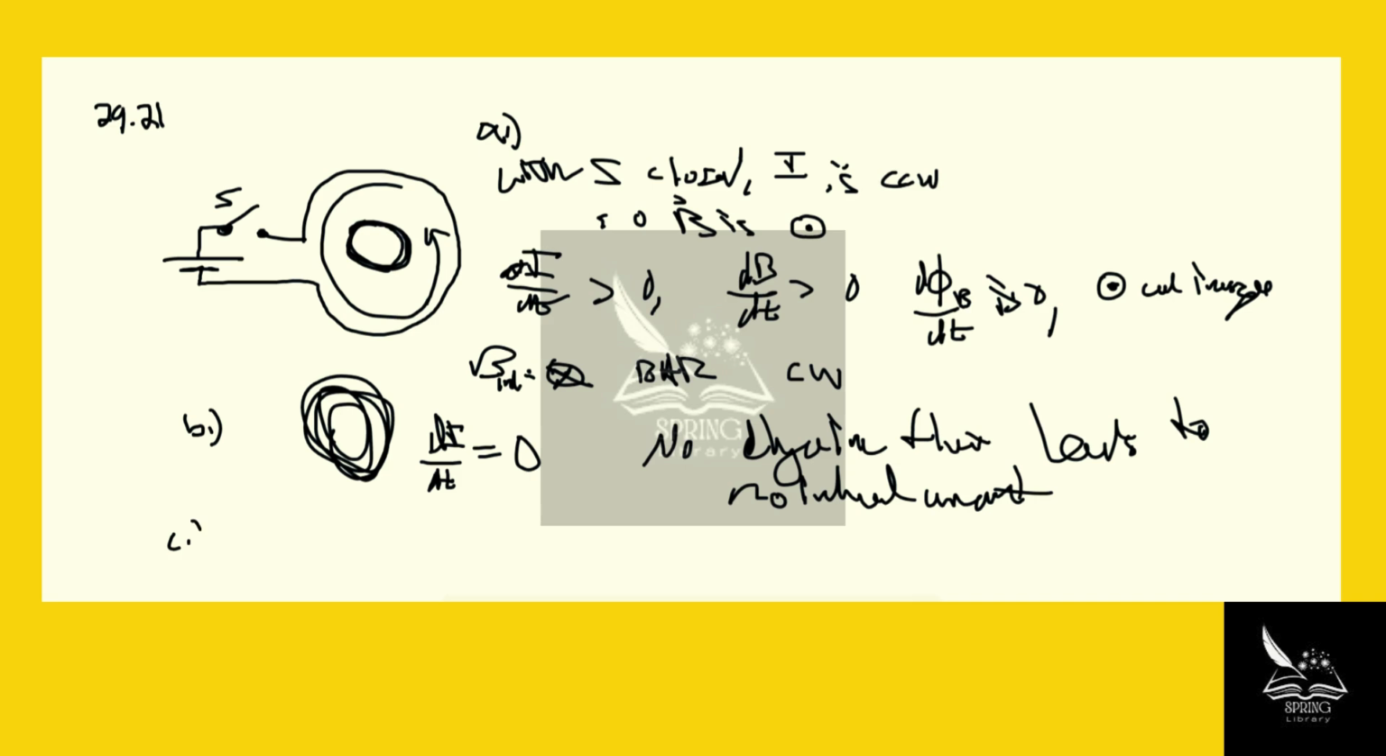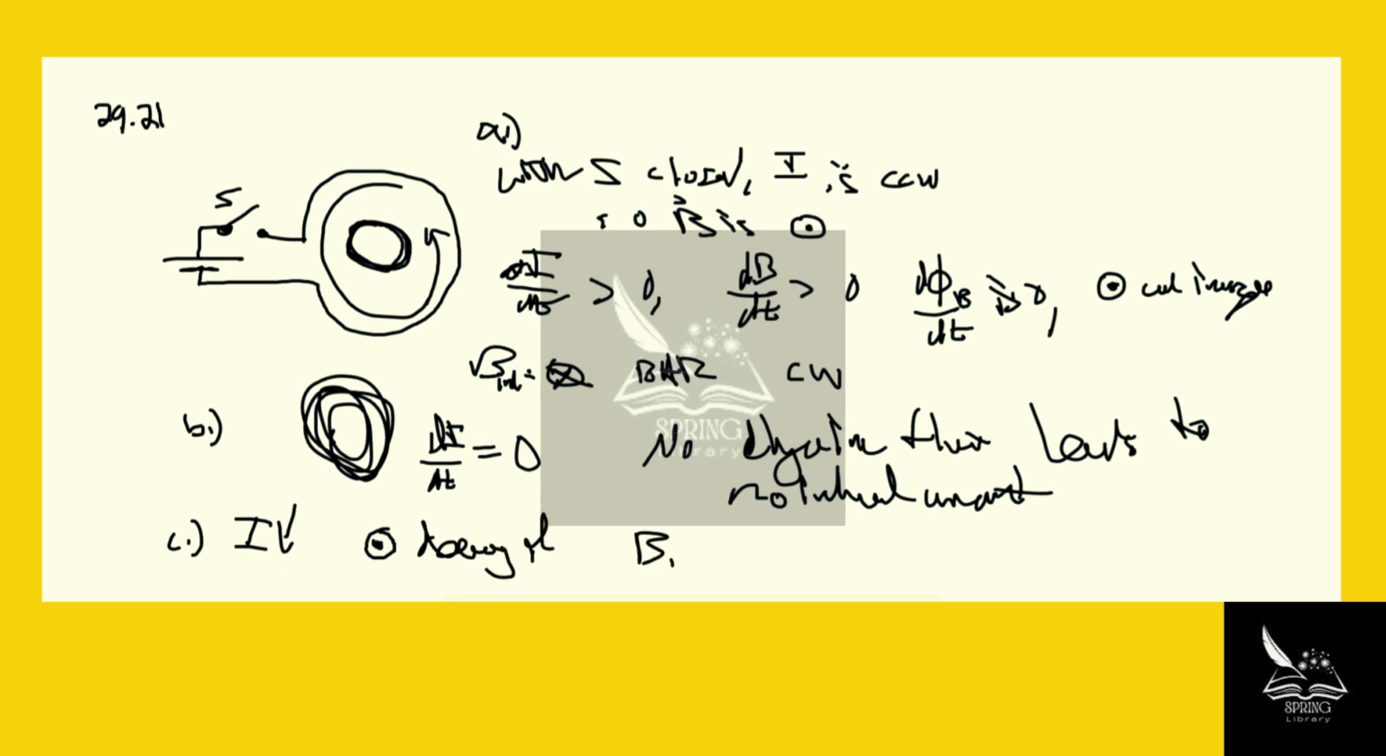Awesome. So part C. C says just after S has been reopened after it was closed for a long time. So if it was closed for a long time, that means we have a steady positive current. We open it, that means this current's going to drop. So we have the exact opposite case of here. So that means we have a flux that is out of the page, but now decreasing.